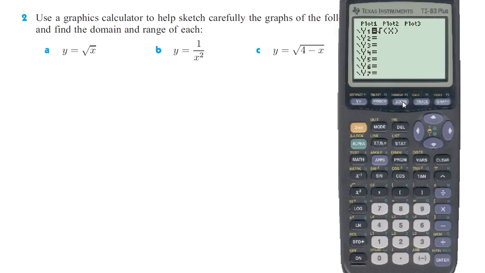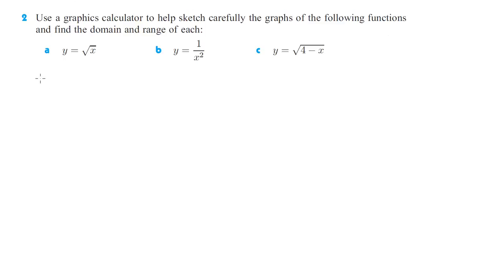And then just to make your life easy, let's do zoom standard. And once you've hit zoom standard once, as long as you haven't messed with your window, then you shouldn't have to push it again, and it should always go back to that. So there's what our graph looks like. So it starts here at 0, 0, and it just kind of curves up and to the right. So let's draw that, because it does say to draw a sketch, right?